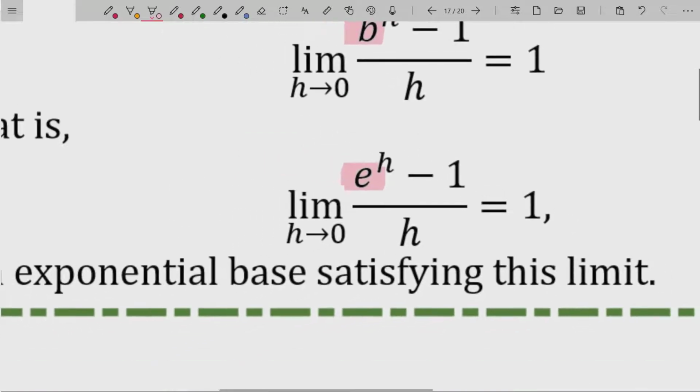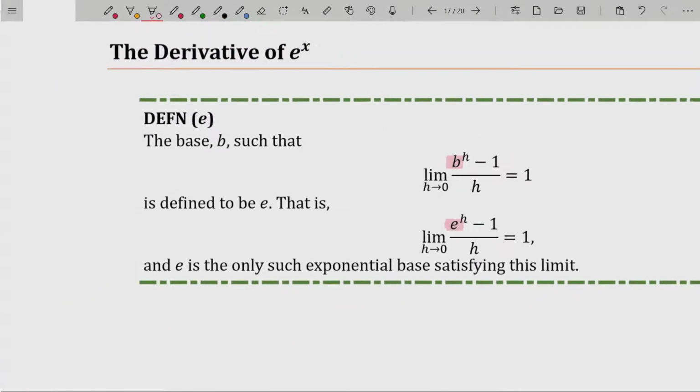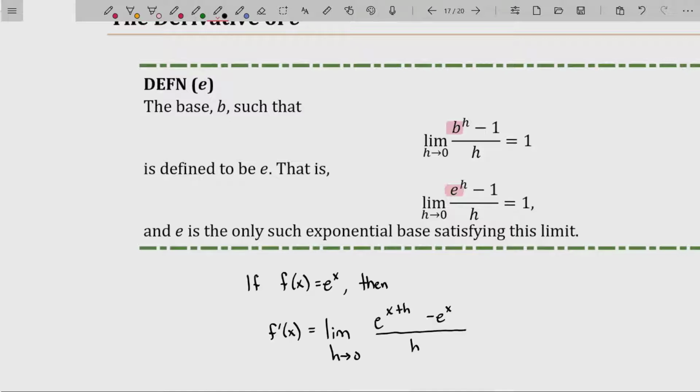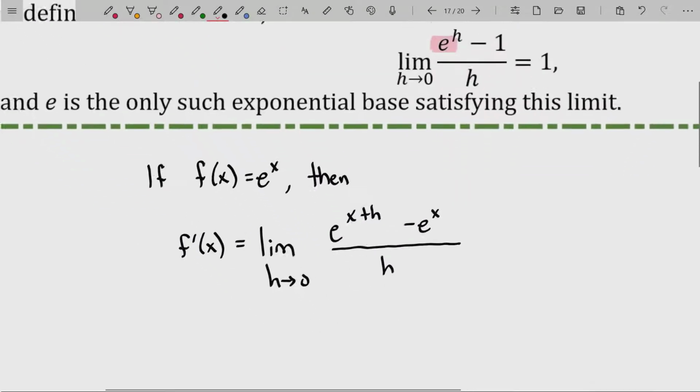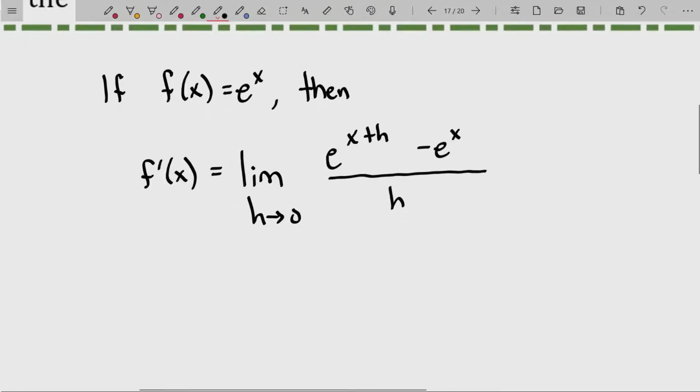Now, you may not recognize it, but I'm just going to say it now. This limit is the derivative of e to the x at 0. Let's go ahead and showcase that. By definition, if we allow f of x to equal e to the x, then the derivative is defined to be the limit as h goes to 0 of (e to the x plus h minus e to the x) all over h.